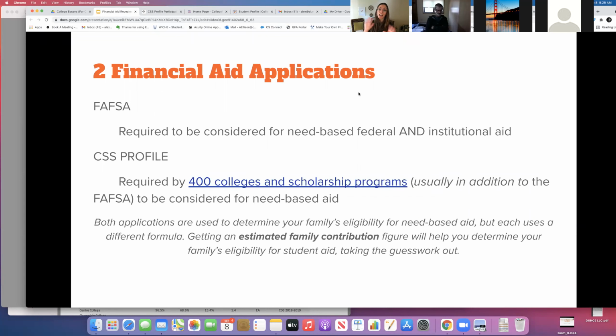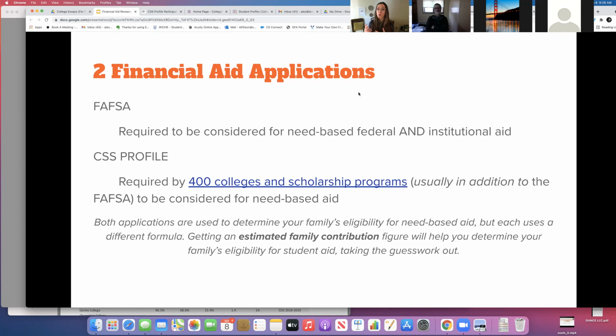Sometimes I will see thousands of dollars difference between the FAFSA EFC and the CSS EFC, that federal methodology versus the institutional methodology. The FAFSA doesn't scrutinize as much. Mostly it's looking at income, and it's only looking at the income of the primary parent with whom the student lives the majority of the time.